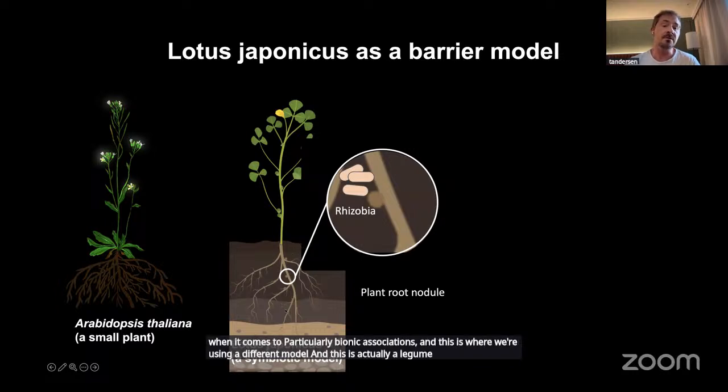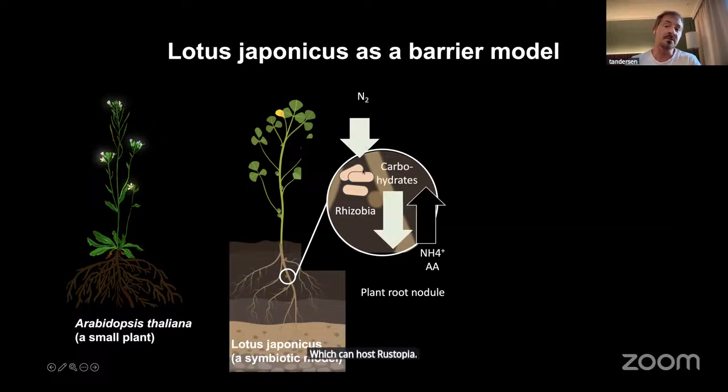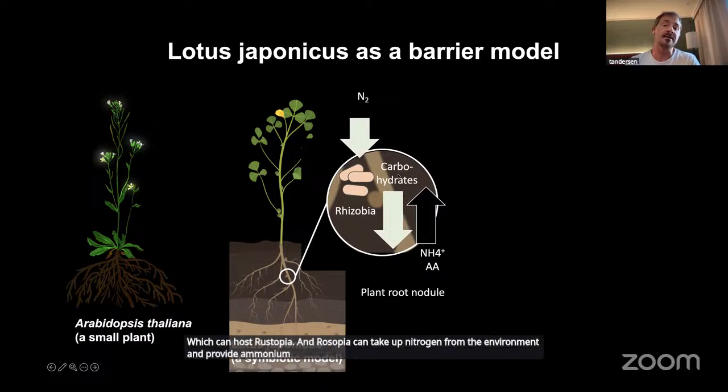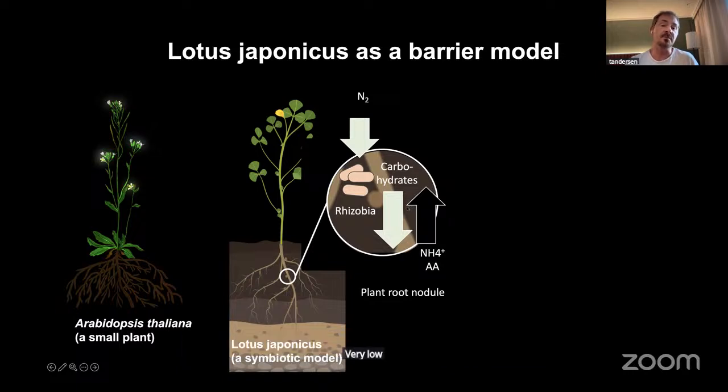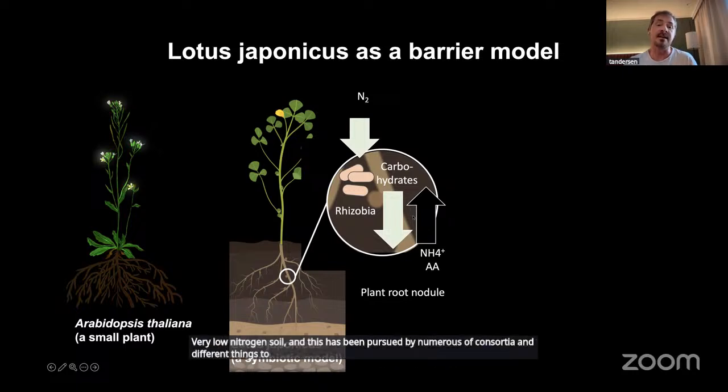It's called Lotus japonicus. And Lotus has this fantastic ability to form nodules on its roots, which can host rhizobia. Rhizobia can take up nitrogen from the environment and provide ammonium or amino acids for the plant in exchange for carbohydrates from the plant. This is really an amazing ability of legumes, allowing them to grow on very low nitrogen soil. And this has been pursued by numerous consortia to try to understand and integrate this and figure out how we can use it in agricultural settings.